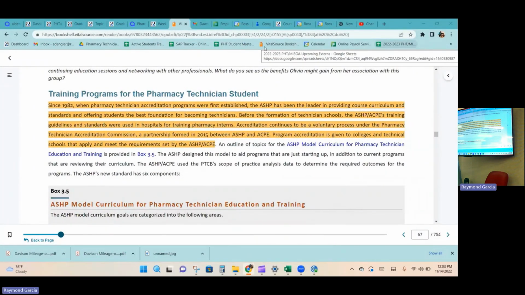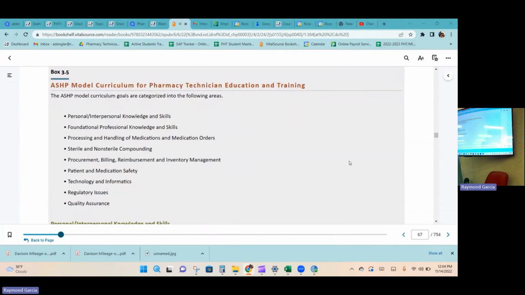Since 1982, when pharmacy technician accreditation programs were first established, the ASHP has been the leader in providing course curriculum and standards and offering students the best foundation for becoming technicians. Before the formation of technician schools, the ASHP and ACPE training guidelines and standards were used in hospitals for training pharmacy interns. Accreditation continues to be a voluntary process under the Pharmacy Technician Accreditation Commission, a partnership formed in 2015 between ASHP and ACPE. Program accreditation is given to colleges and technical schools that apply and meet the requirements set by the ASHP and the ACPE.